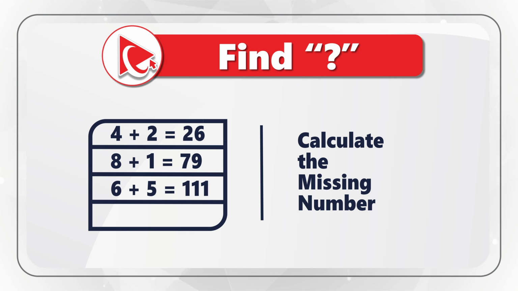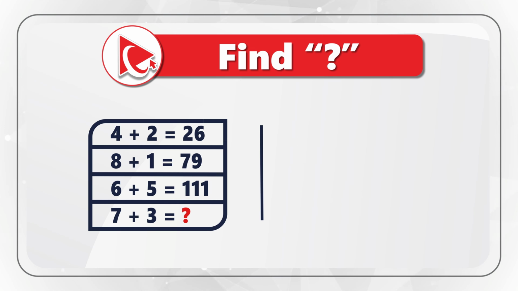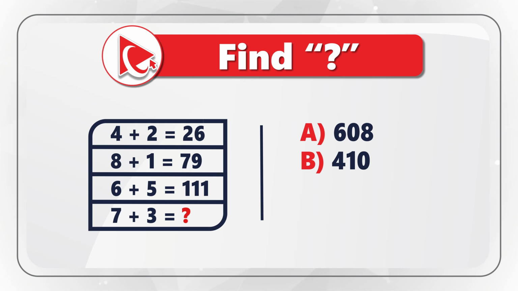In the fourth expression, 7 plus 3, you need to find the result, which is presented as the missing number represented by a question mark. And you have 4 choices to select from. Choice A, 608. Choice B, 410. Choice C, 290. And last but not least, choice D, 375.